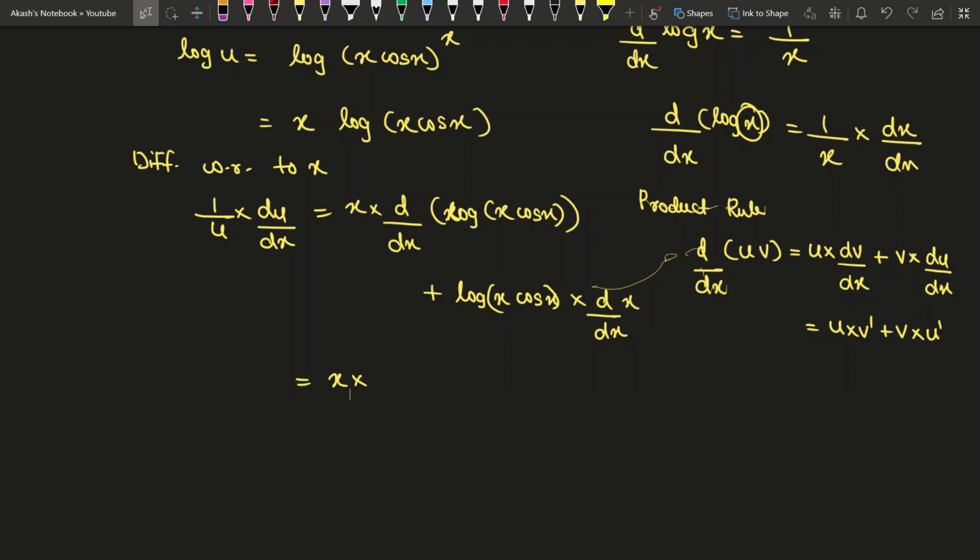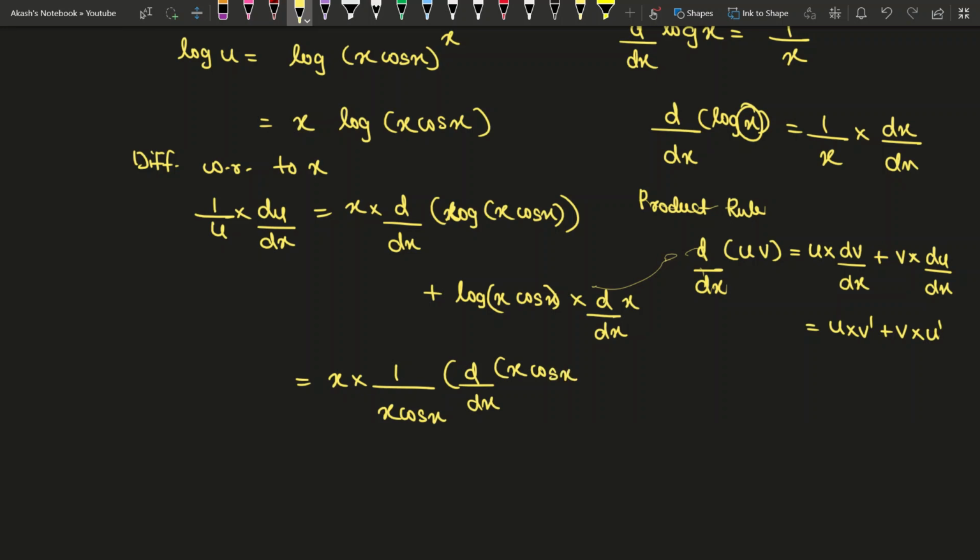See, first you need to find out derivative of log x. That means logarithm of something. Derivative of logarithm is 1 by it, so it is going to be 1 by x cos x. Why? Differentiation of log u is 1 by u, means differentiation of log x cos x will be 1 by x cos x. So now you need to differentiate the inside function. What is the inside function? Inside function is x cos x. So you need to find out d by dx of x cos x.